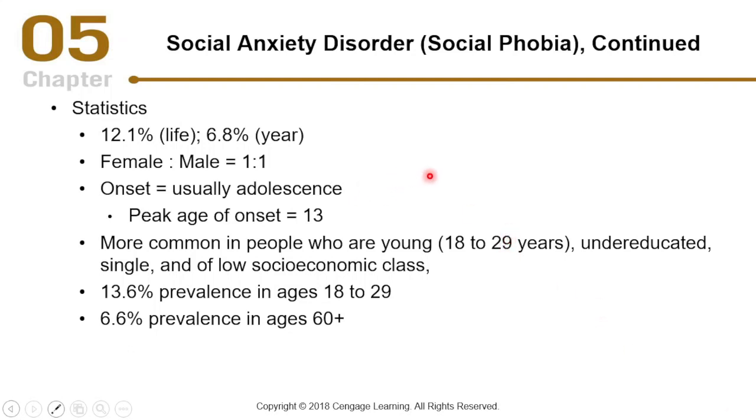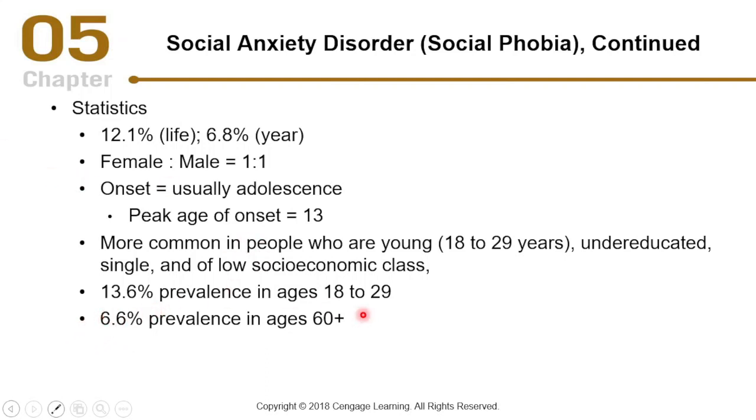Now, for social anxiety disorder, the statistics are the following. The prevalence is about 12% in a lifetime, and yearly there is an incidence around 6.8%. The female to male ratio is the same, and usually it starts around the age of adolescence. As per the statistics, it's common with people who are about 18 to 29 years old, and usually they belong to the lower level of education, also single, as well as low socioeconomic strata.